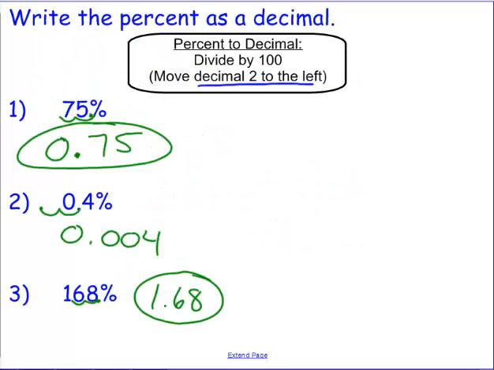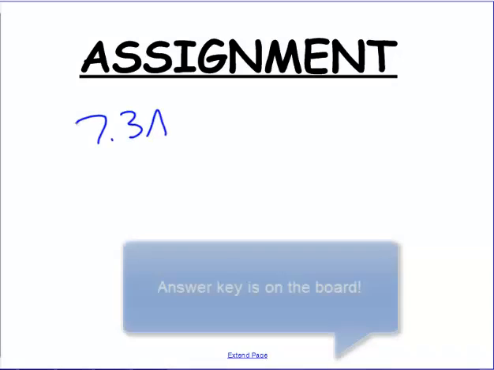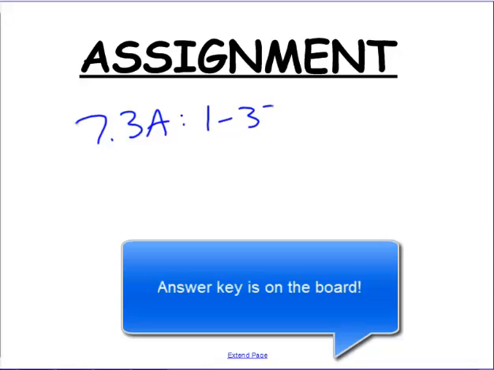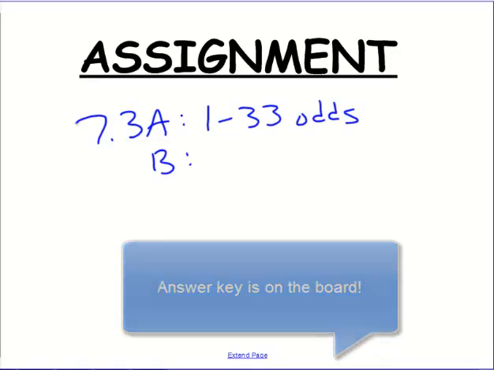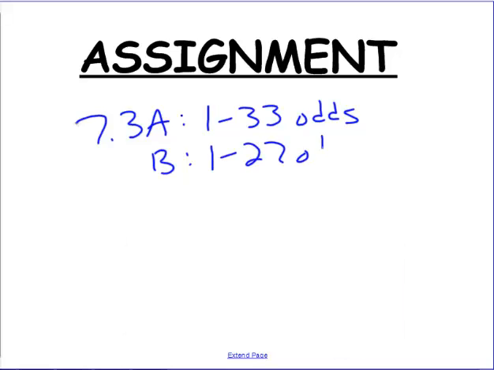That's it. There's your tricks, percents and decimals. Your assignment will be 7.3a odds. And on side B, we won't do quite all the odds, but similar assignment there. Everybody good? Yeah.